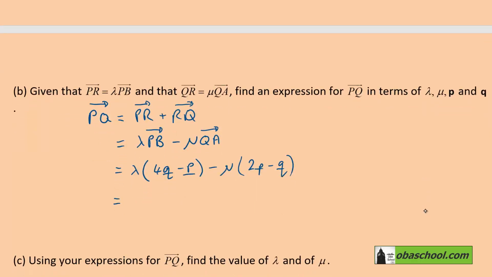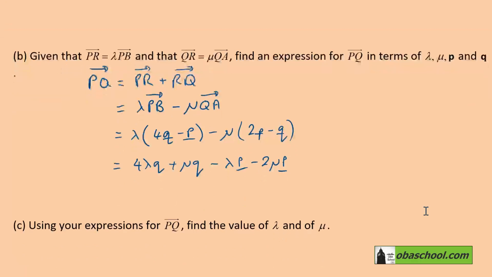So we have, in terms of q, 4 lambda q plus mu q, and in terms of p, we've got minus lambda p take away 2 mu p. So we could write that as (4 lambda plus mu) q take away (lambda plus 2 mu) p.